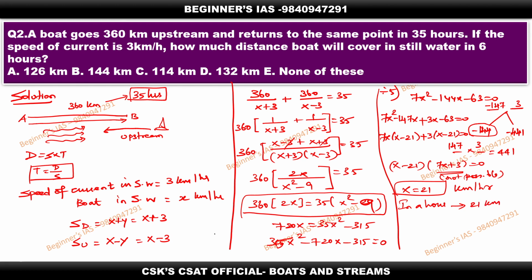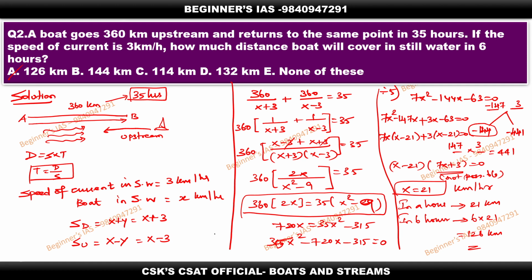The question is in 6 hours. So therefore in 6 hours, in 1 hour it travels 21 km, which means in 6 hours, 6 into 21. So you can get the answer as 126 km. So therefore the answer for this question is 126 km.